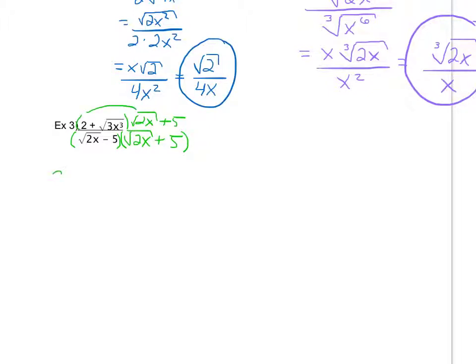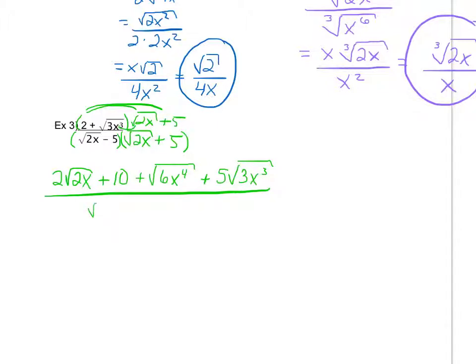So I do first times first, outside times outside, inside times inside. Since they have the same index, I can go ahead and multiply and put them under one radical, giving me radical 6x to the 4th. Remember, when you multiply same bases, you add your exponents. And then finally last times last. Again, using that formula on the bottom, I will get a squared minus b squared.